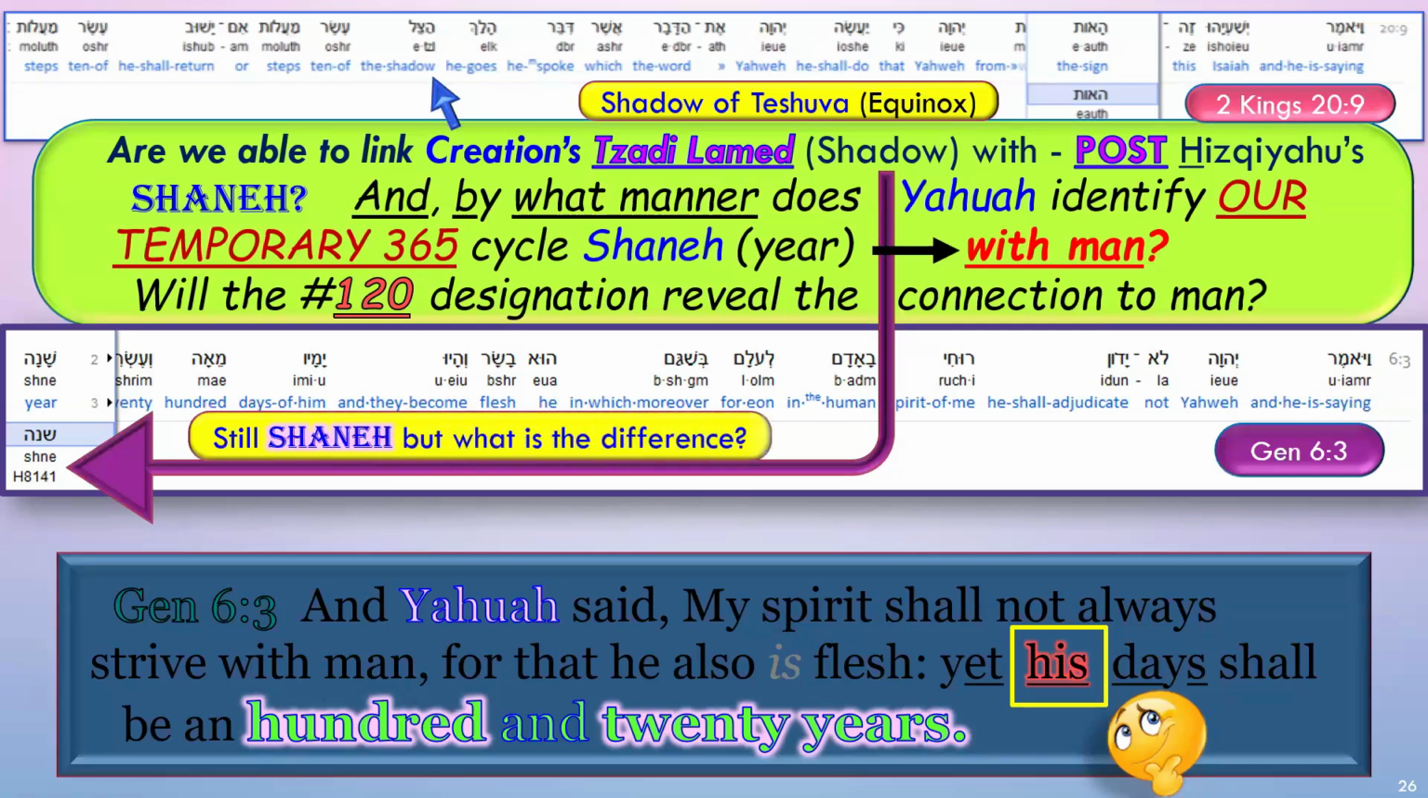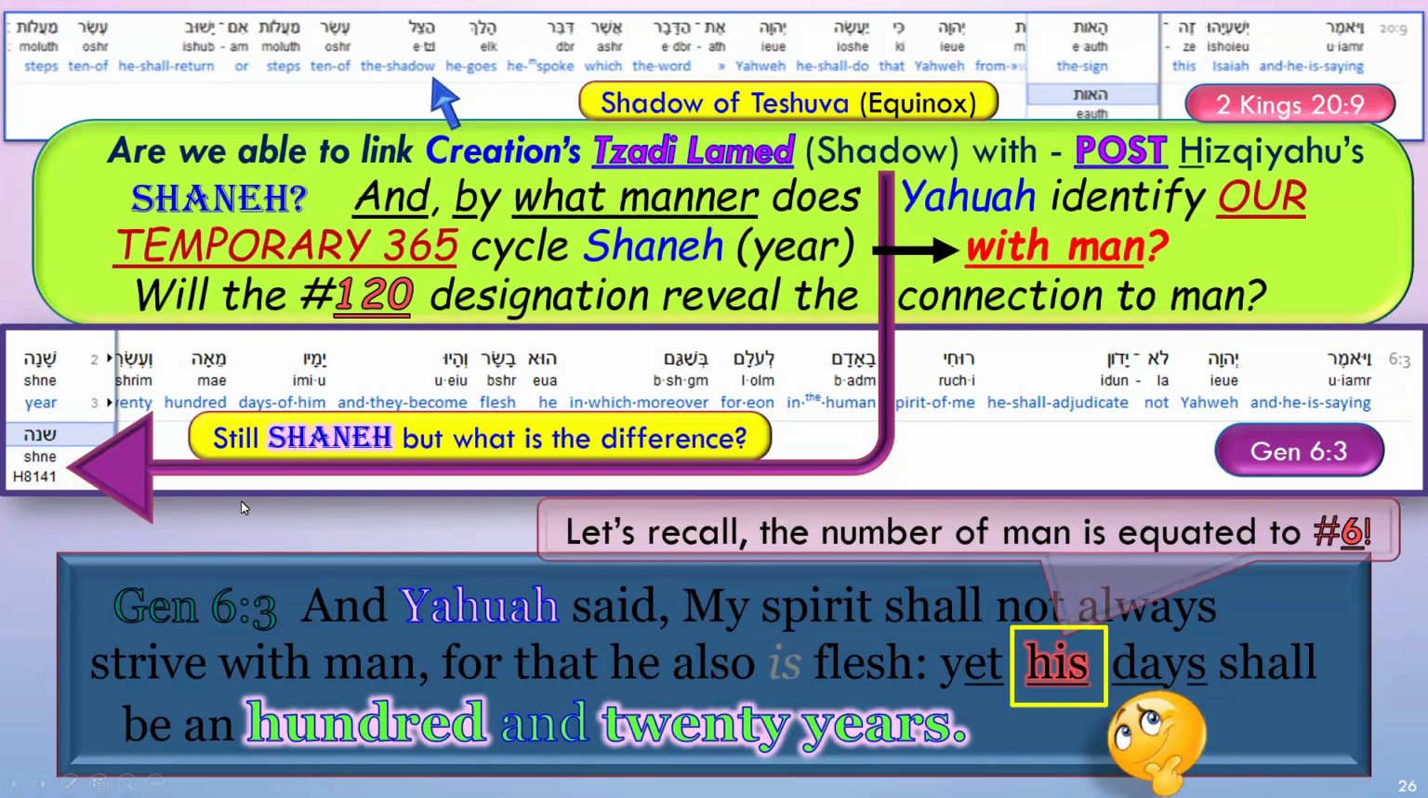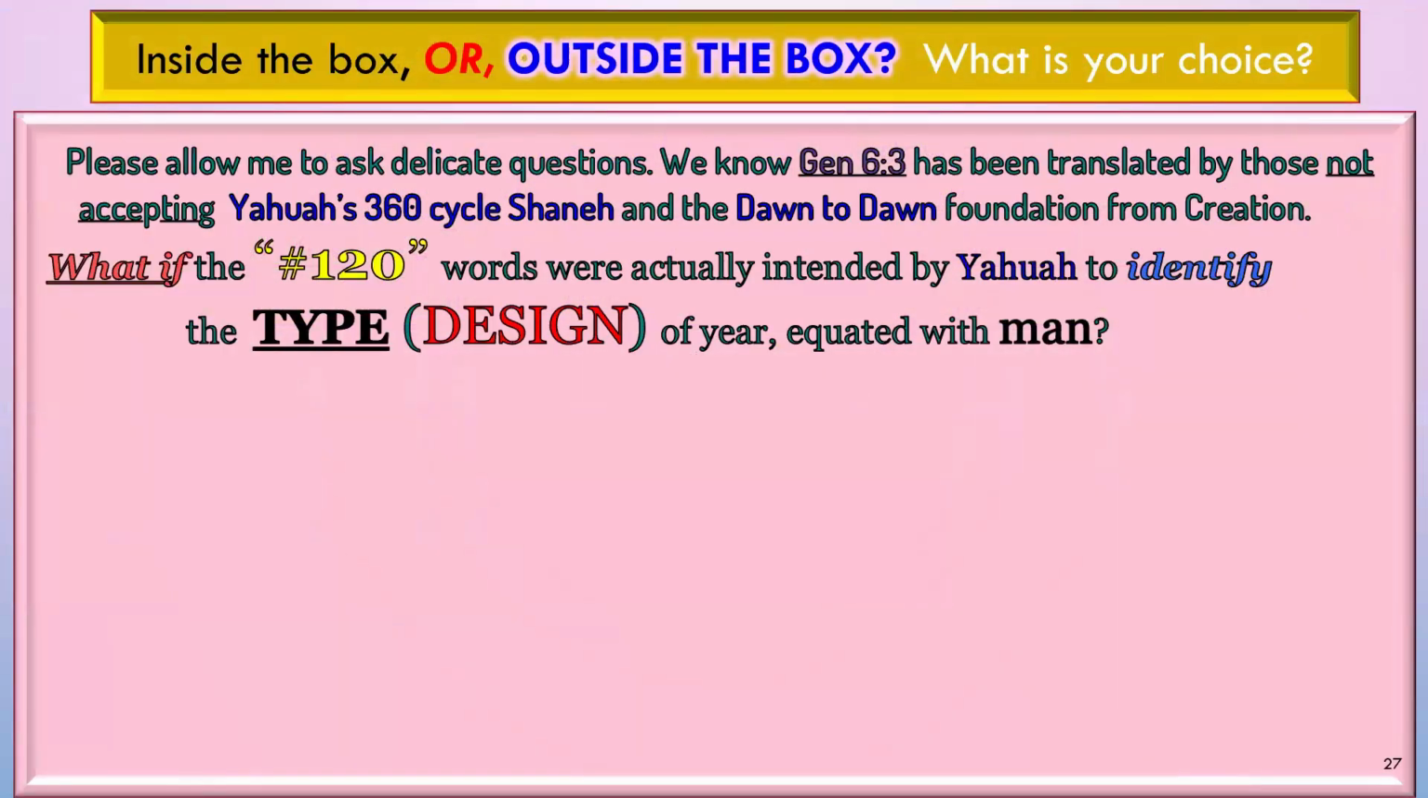Well, here we read in Genesis 6, verse 3, it's still Shanae, but what is the difference? That shadow is still there, the shadow of Teshuva, but it's still Shanae. You can see the words over here, Shanae, H8141, same word. So let's recall the number of man. It's equated to the number 6. So going to be thinking here, is this inside the box or is it outside the box?